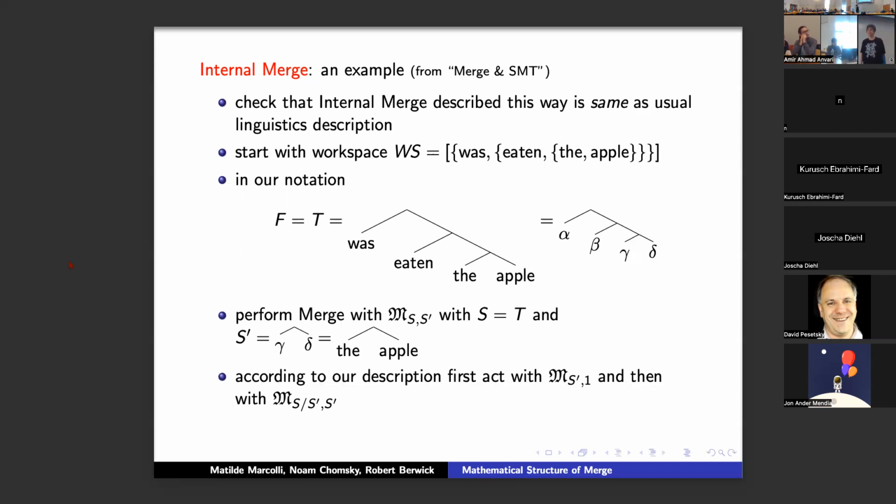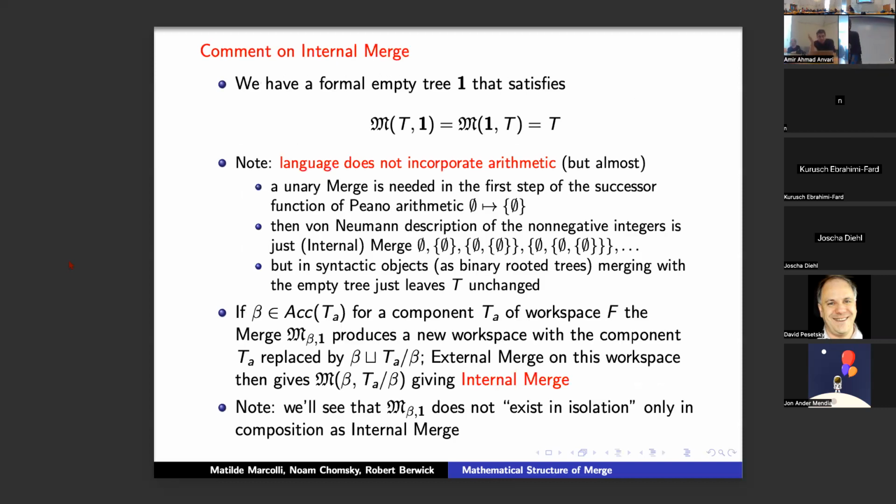So I just want to try and understand internal merge. My understanding is that it's a two-step process of the merge you've defined. The first step will find the beta as an accessible term and take it out, then you can merge the beta with the leftover when you've taken out the beta. Yes, if you look at how it's described normally, you take it out externally, and then you can use it. Right, so I'm just describing that.